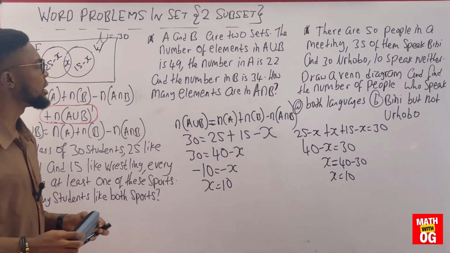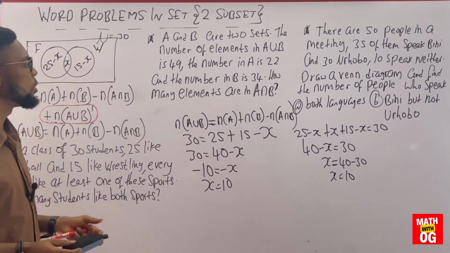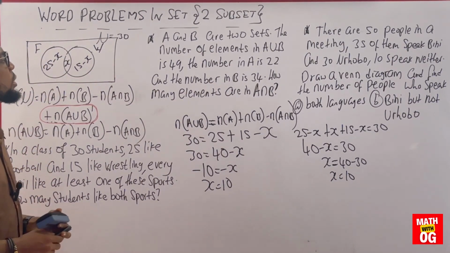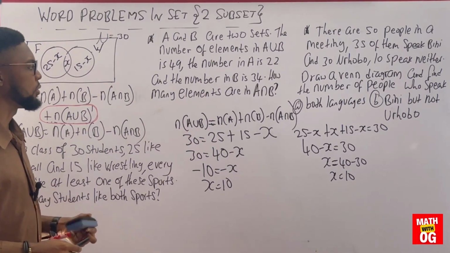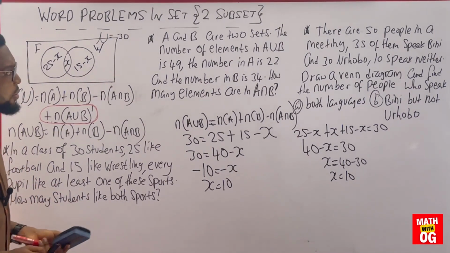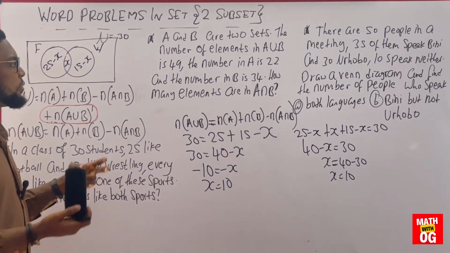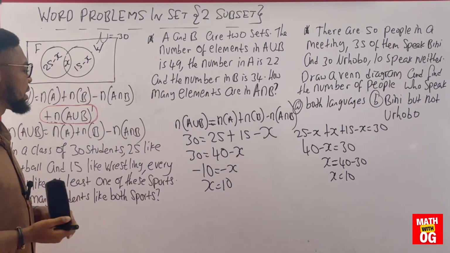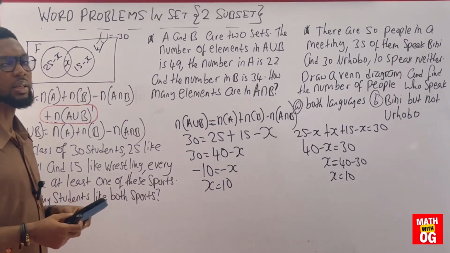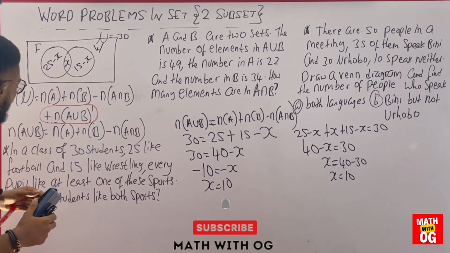A and B are two sets. The number of elements in A union B is 49. The number in A is 22 and the number in B is 34. How many elements are in A intersect B? So we are given the cardinality of the union of both sets, the cardinality of one of the sets, and the cardinality of the other set. Now let's find the cardinality common to both sets.